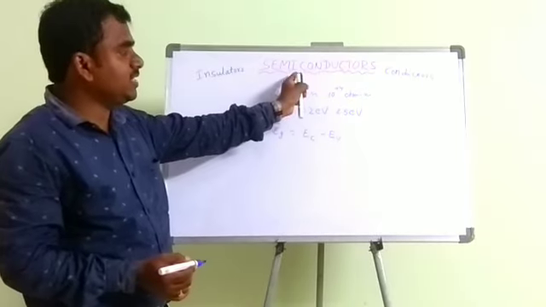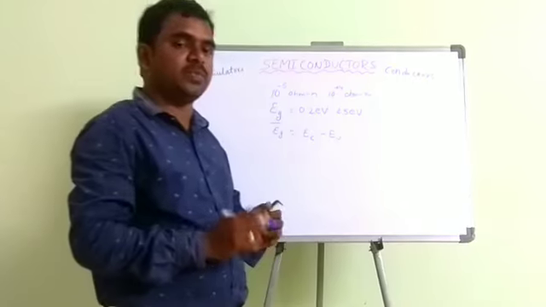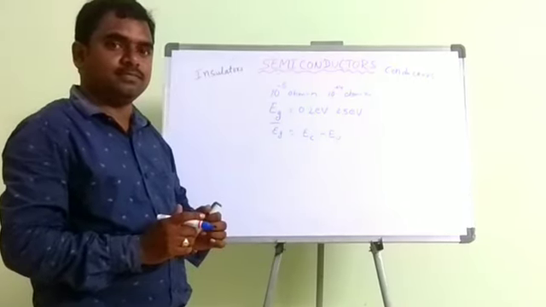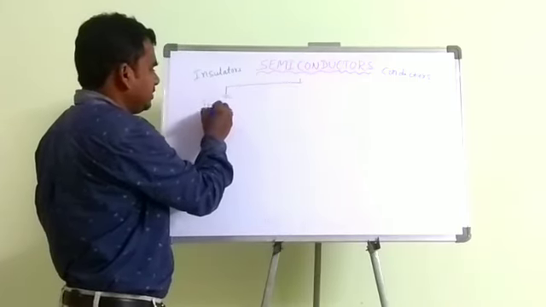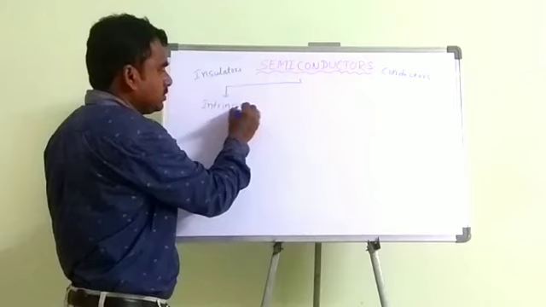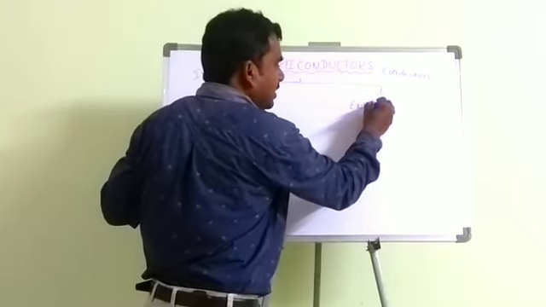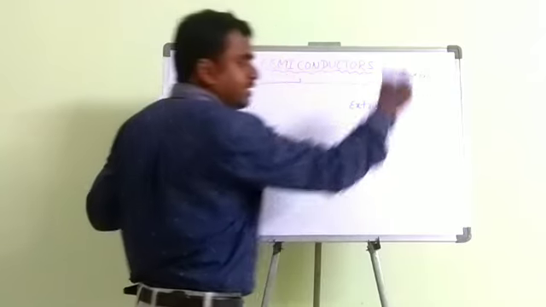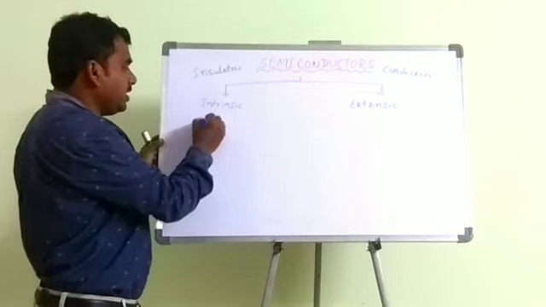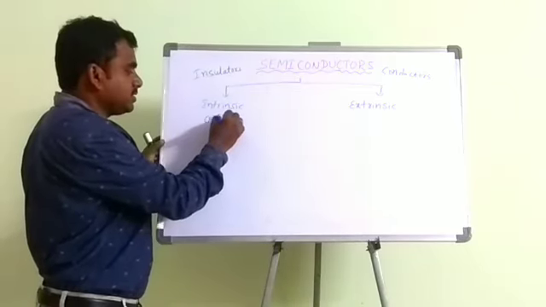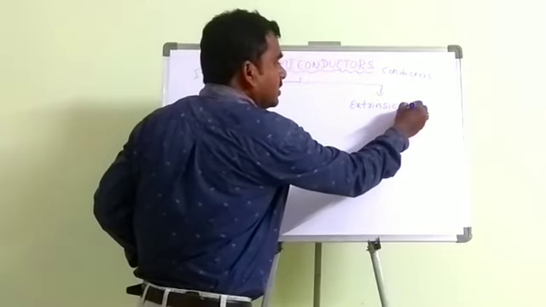Now, classification of semiconductors. We are classifying these semiconductors into two categories: intrinsic semiconductors and the second one, extrinsic semiconductors. Intrinsic semiconductors are also called pure semiconductors, and extrinsic semiconductors are called impure semiconductors.